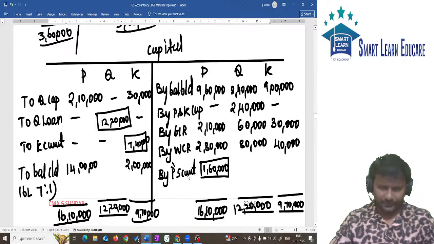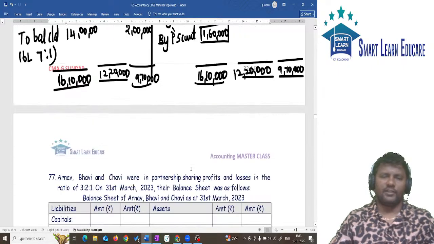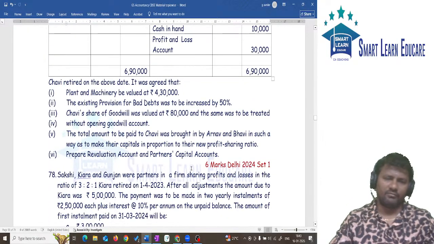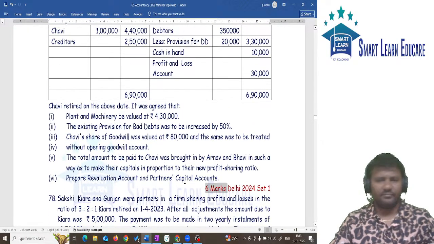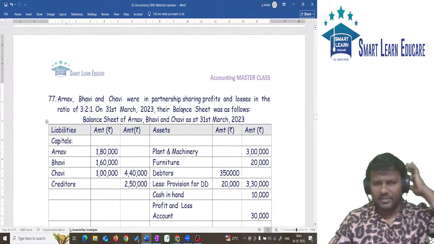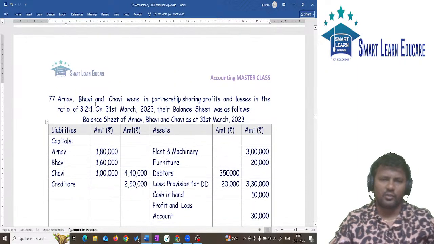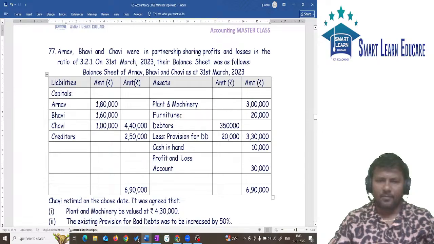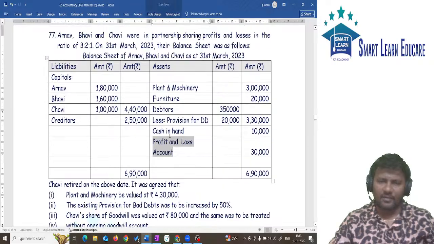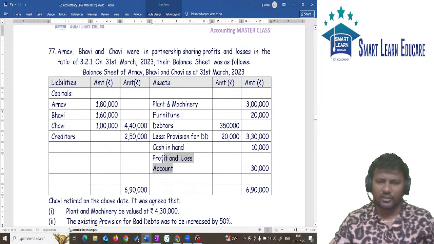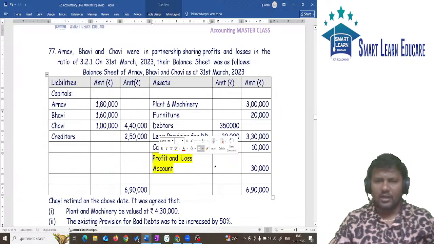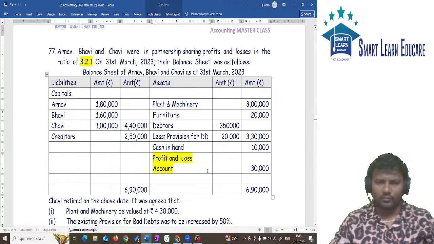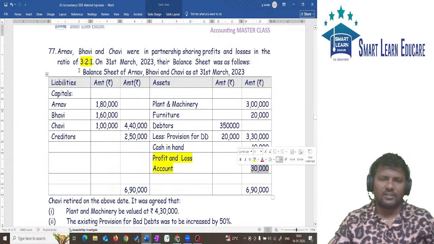So proceeding further, next one more question, again one more 6-mark question. A, B, C are partners, profit sharing ratio 3:2:1, balance sheet capital given, creditors given, plant, furniture, debtors, provision is there, and P&L is there. Here the P&L is new in this sum. P&L is given on the asset side. Remember, P&L should be transferred to partners' capital in what ratio? Old ratio.